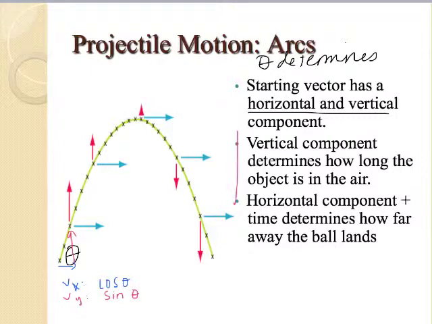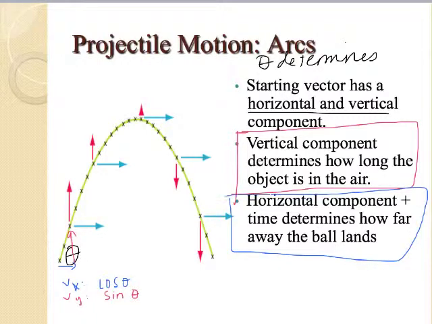Once again, vertical component determines how long the object is in the air, because the vertical component obeys rules of free fall, and free fall is the only thing that can actually end. Constant speed won't end. All right? Then, once again, your horizontal component will determine how far away the ball lands in the horizontal direction. Okay?